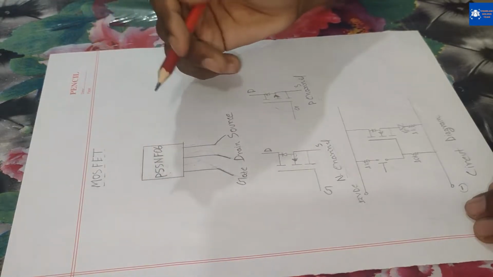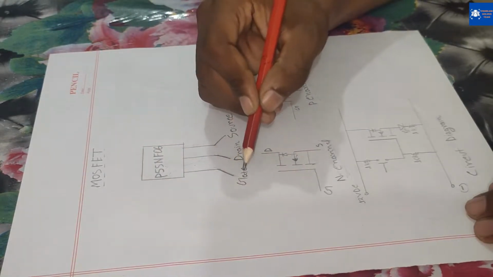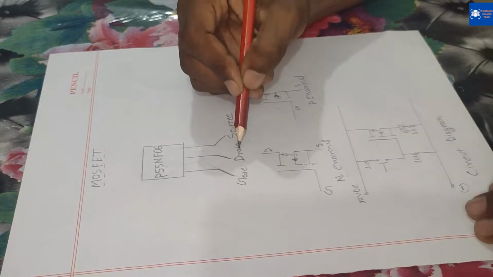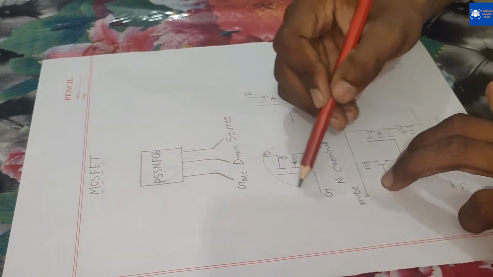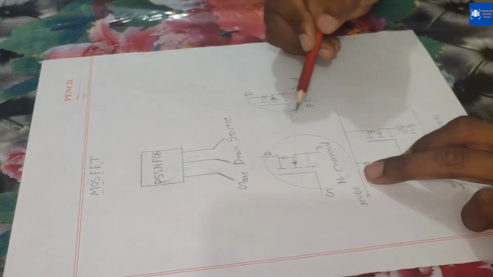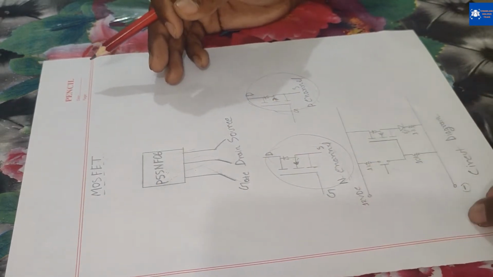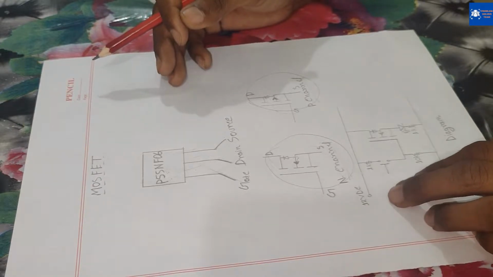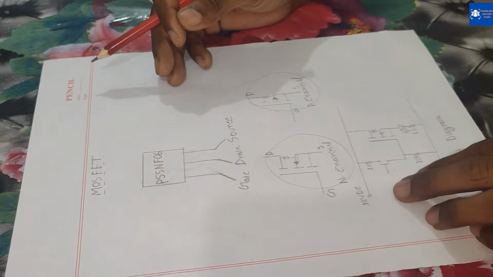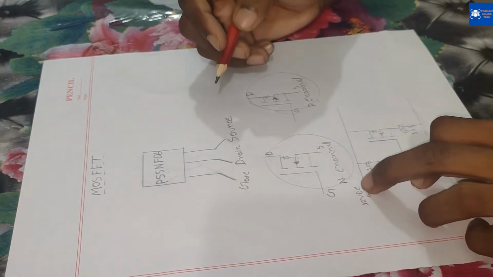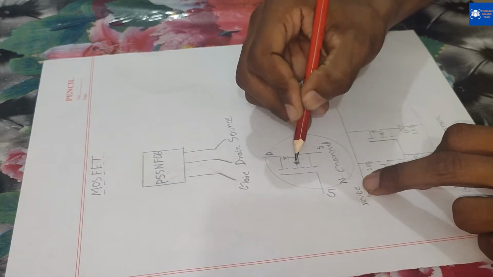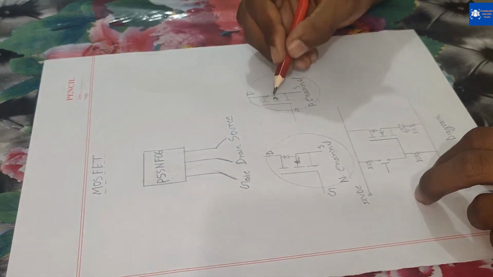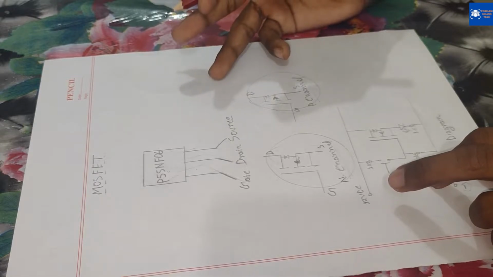And this MOSFET has three terminals. The first terminal is gate, the second terminal is drain and the third terminal is source. And this is an N-channel MOSFET symbol and this is a P-channel MOSFET symbol. So, how do we know which is N-channel and which is P-channel? By looking at the MOSFET symbol. For the N-channel MOSFET, the arrow will be inside and for the P-channel MOSFET the arrow will be outside.